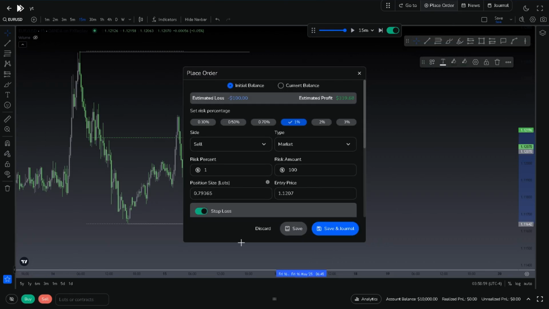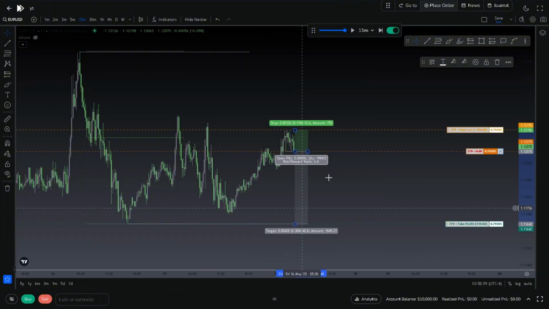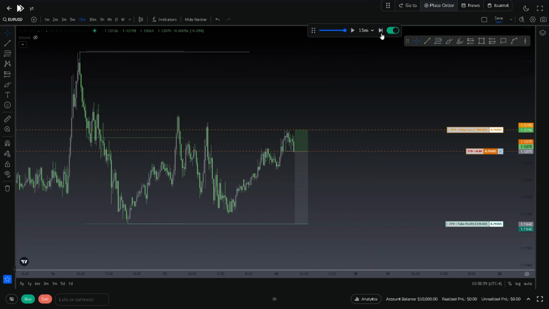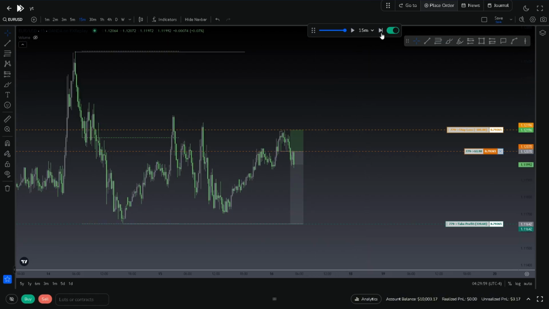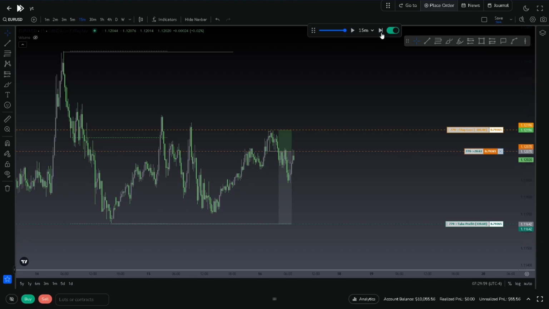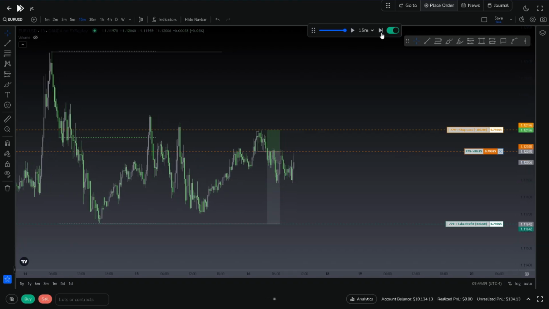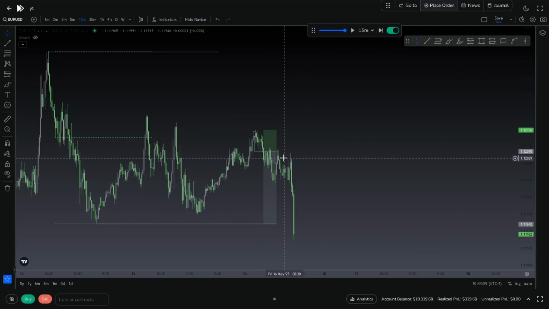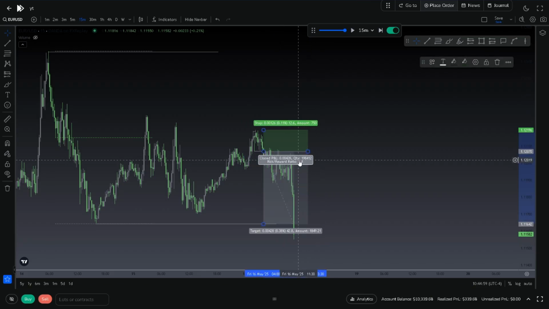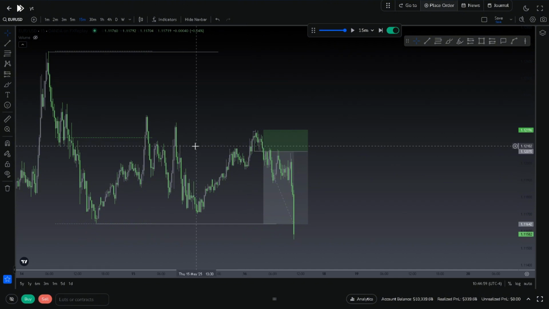This is on FX Replay, and you can click save or save in journal if you want, or we're just going to save in this case here, and then we'll just watch price play out. Just click the skip button, and we can see it hits take profit, and that's a lovely 3.4 risk to reward ratio on a short position on EUR/USD.